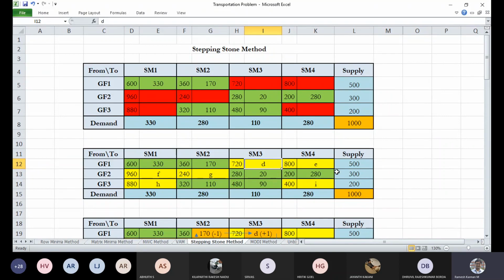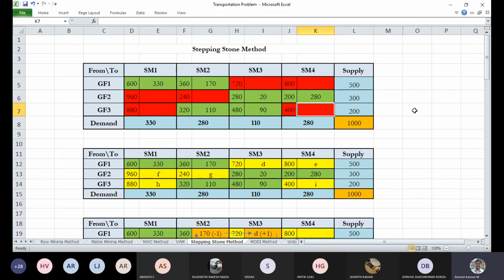So we put D here, then E, then F and G, then H, which is this unallocated cell, and finally I. So 1, 2, 3, 4, 5, 6. There are six unallocated cells, and we're going to try to work out what the allocation for each could be so that the overall transportation cost is minimum. That's the basic objective of naming these unallocated cells.